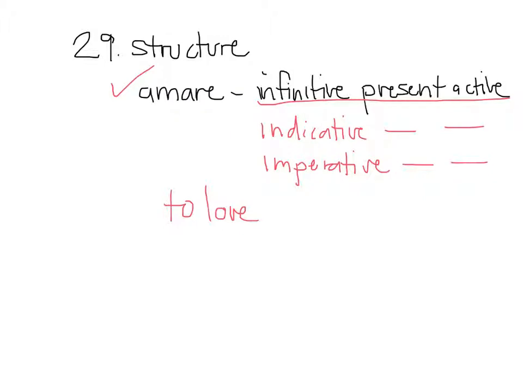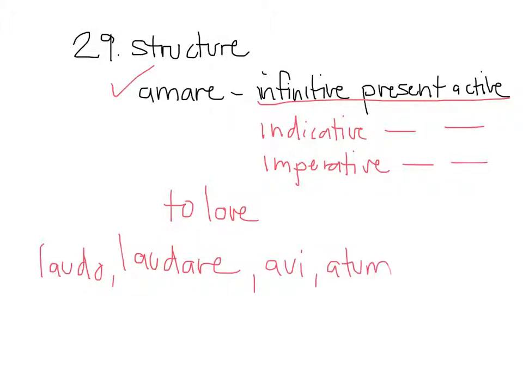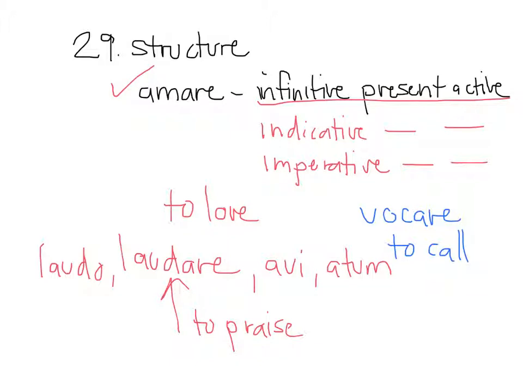Whatever the verb is, you add to in front of it. So the book gives the example of laudare. That would be the second thing in the dictionary for this verb. Laudo, laudare, laudavi, laudatum. Second thing in the dictionary is translated as to praise. If the verb were vocare, it's translated as to call. If it were a second conjugation, habere, it would be translated as to have.